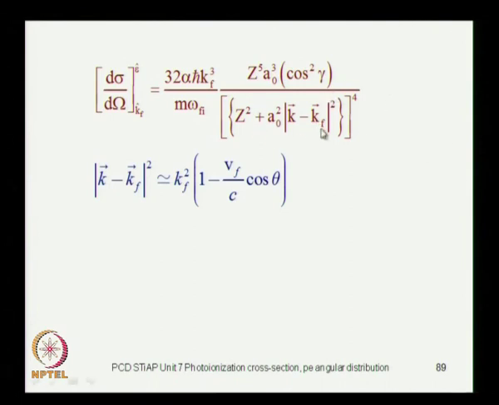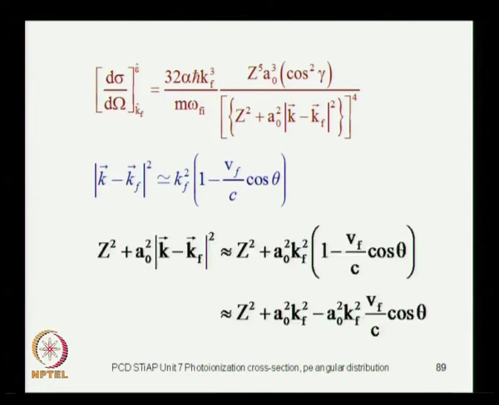We can use this expression over here, where you need the modulus square of k minus kf, which we have shown to be nearly equal to kf squared. That is nearly equal to is within the premise of the Born approximation, and you have in the denominator z square plus a0 square times the square of this modulus. The square of this modulus is now written in terms of this kf square times this, right. So, you have got 1, 2 and 3 terms on the right side.